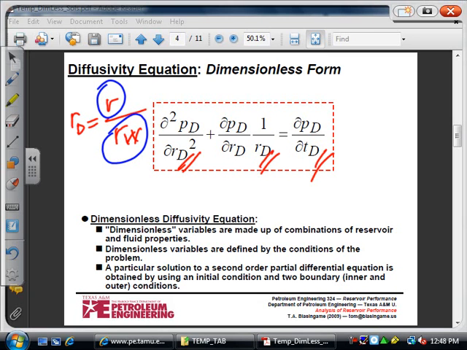The next step is to define the dimensionless pressure. So how do we do that? We do that by looking at the problem, and we define this by the conditions of the problem. Okay? But before going into that, tell me, how do we solve this partial differential equation?